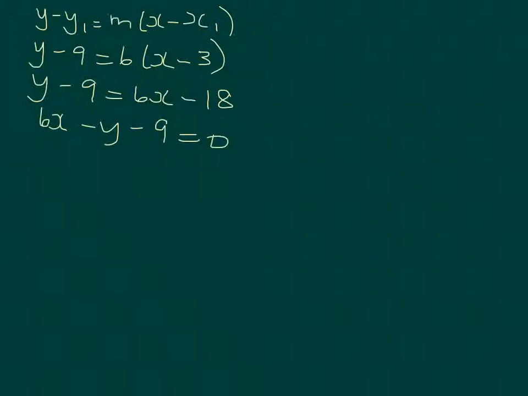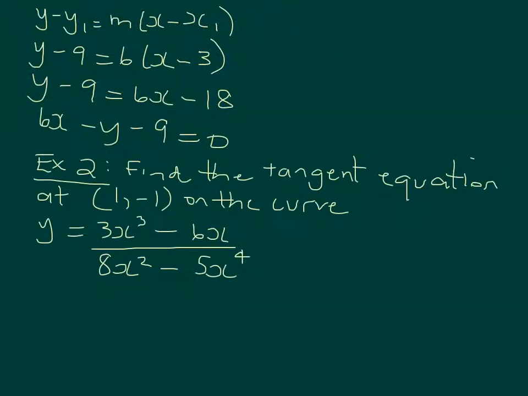So what we've found, this equation here, is the equation of that tangent at the point 3 and 9. If we were to choose another point on the curve, we'd get another equation, clearly. Example 2. Find the tangent equation, or the equation of the tangent, at the point 1 and minus 1 on that particular curve. Now again, we've been given an x value.